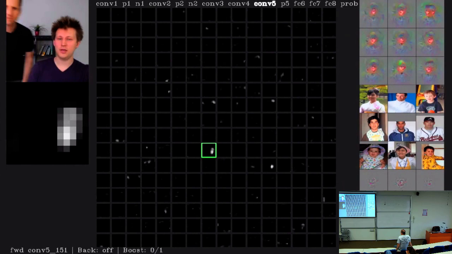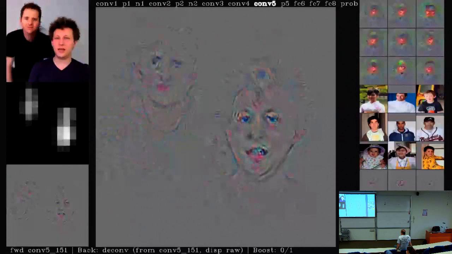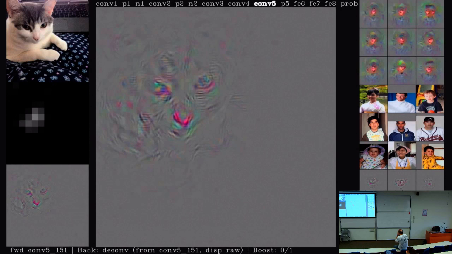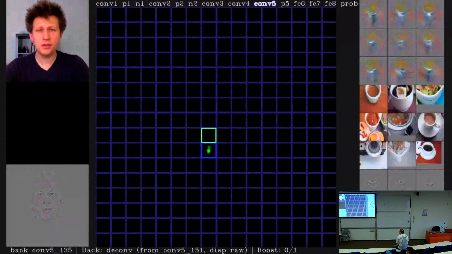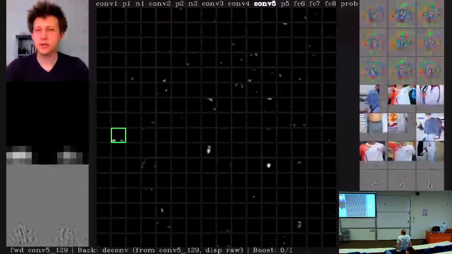And by looking at the decon, we can see that it would respond more strongly if we had even darker eyes and rosier lips. We can also confirm that it cares about the head and shoulders, but ignores the arms and torso. We can even see that it fires to some extent for cat faces. Using backprop or decon, we can see that this unit depends most strongly on a couple units in the previous layer conv4, and on about a dozen or so in conv3. Now let's look at another neuron on this layer. So what's this unit doing?